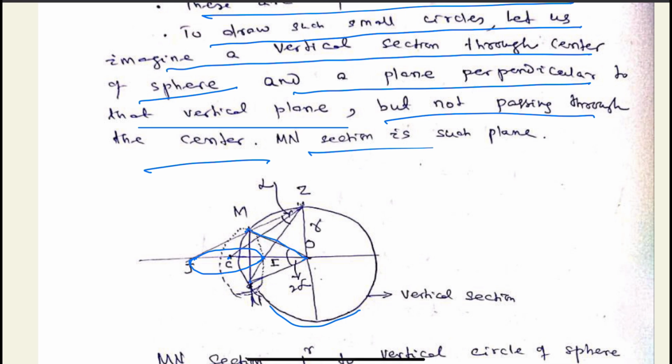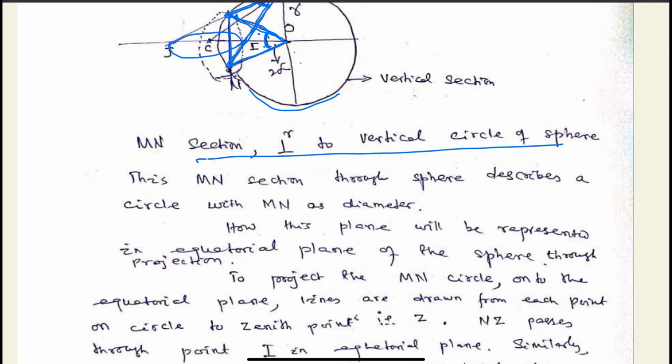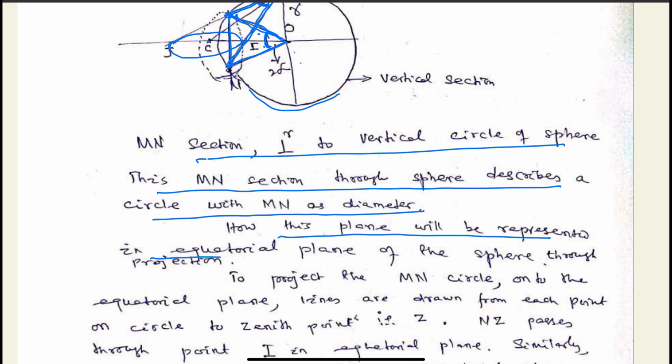Now let us say MN traces an angle 2 alpha at the center. So this is the radius, this portion will be alpha, total will be 2 alpha. And according to the rule of circle, this angle will be alpha. This angle on the same arc, so this will be 2 alpha at the center, in the periphery it will be alpha. So the MN section perpendicular to the vertical circle section of the sphere describes a circle with MN as the diameter. How will this plane be represented in the equatorial plane of this sphere through projection?